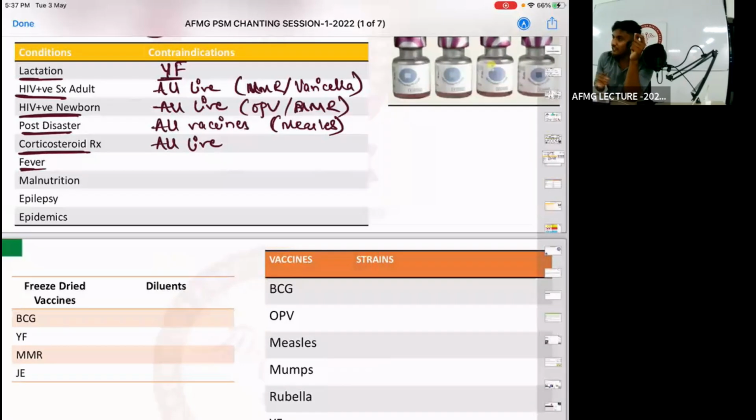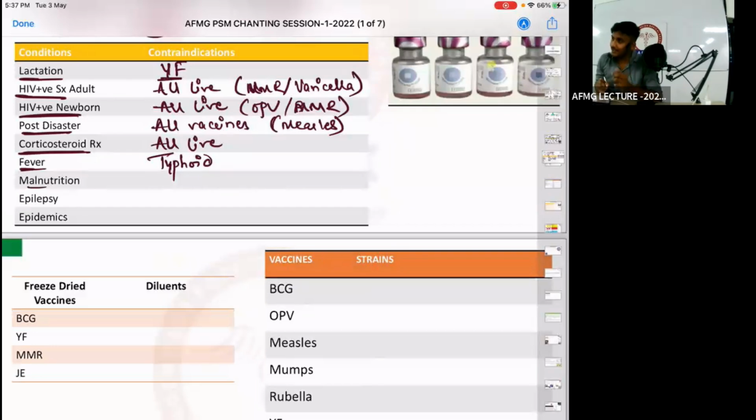If a patient is having fever, which vaccine is contraindicated? Which vaccine is contraindicated during fever?